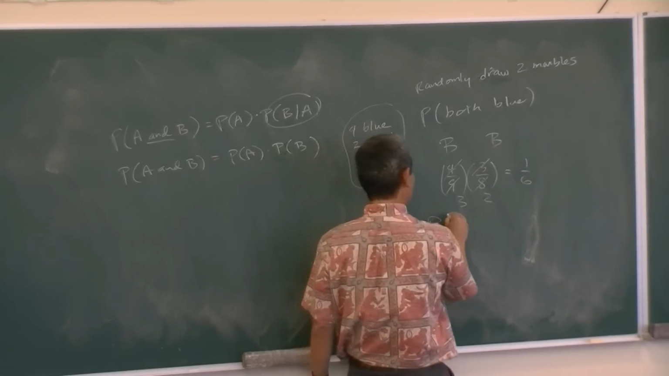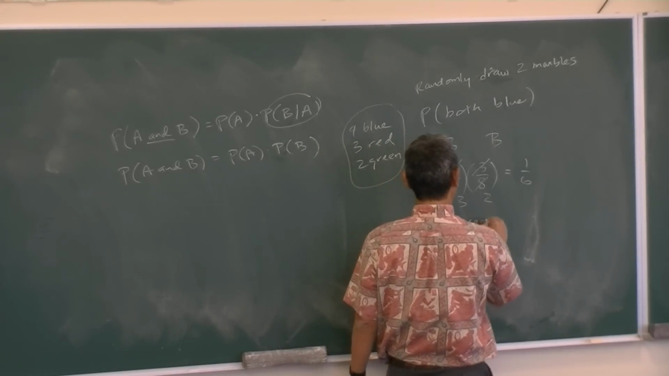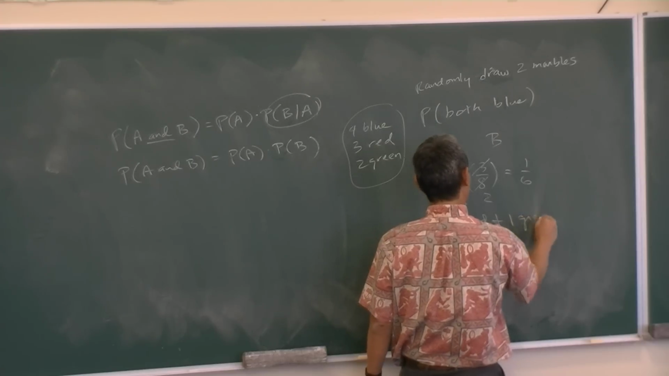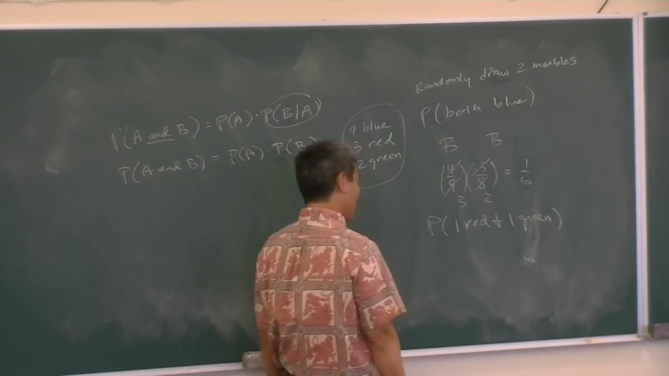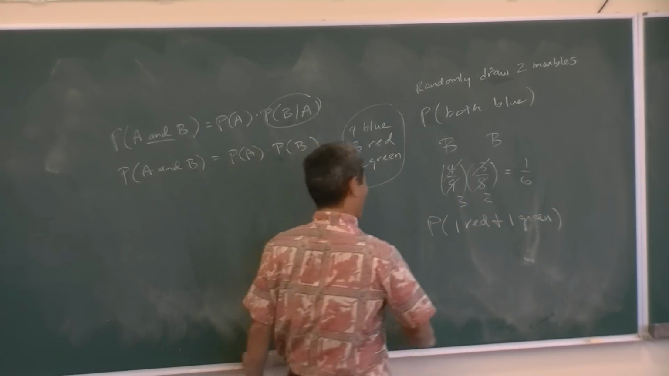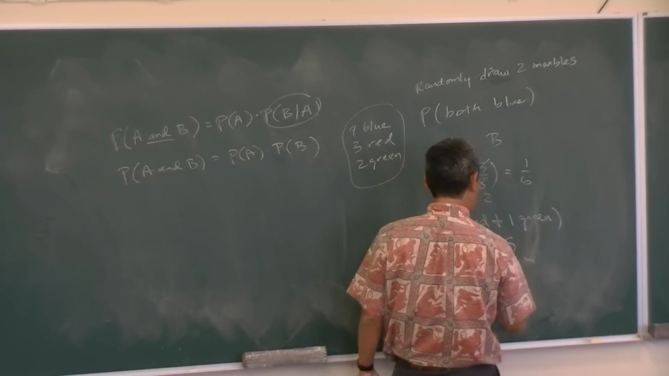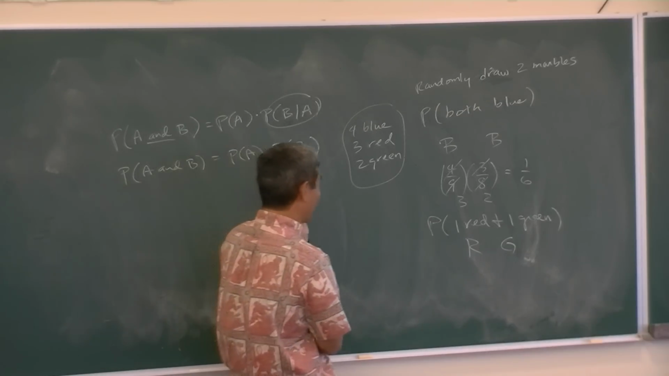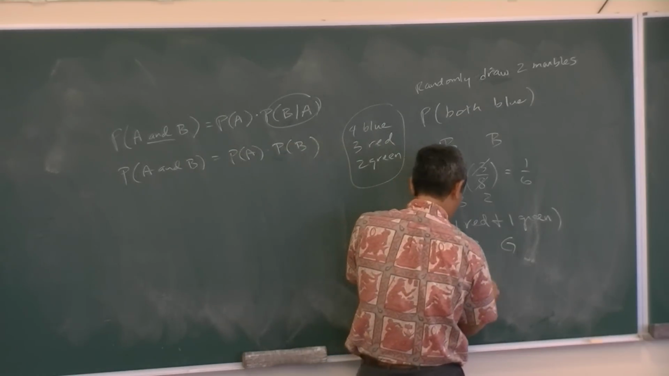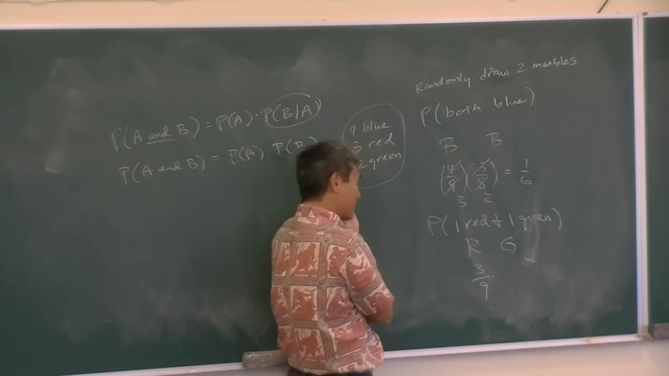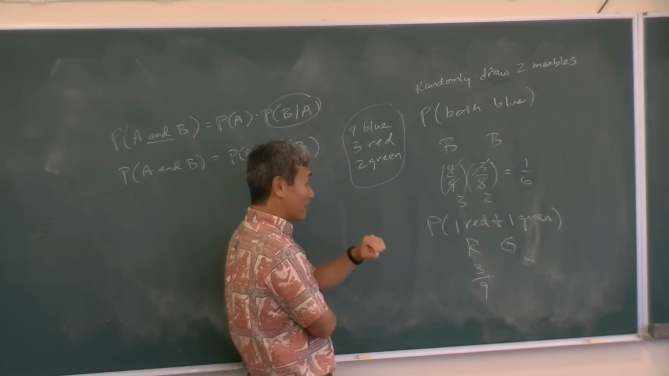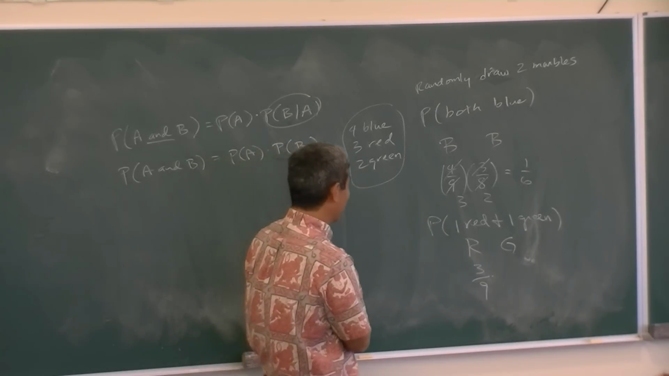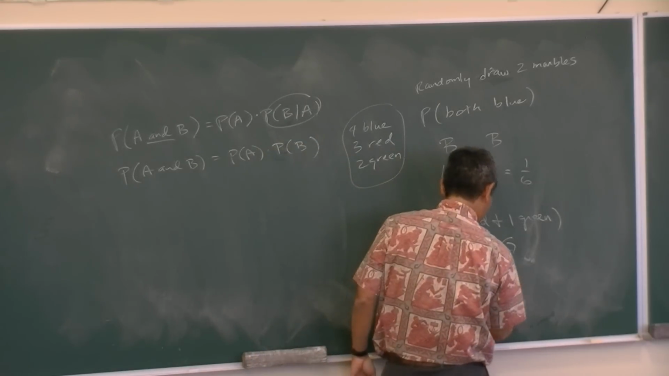What's the probability of getting 1 red marble and 1 green marble? Okay, let's do a specific case. Red on the first draw, green on the second draw. What's the probability of pulling out a red marble on the first draw? 1/3. Okay, let's just go 3/9. And then what's the probability, now that the red marble is out of the bag, of pulling out a green one? 2/8.